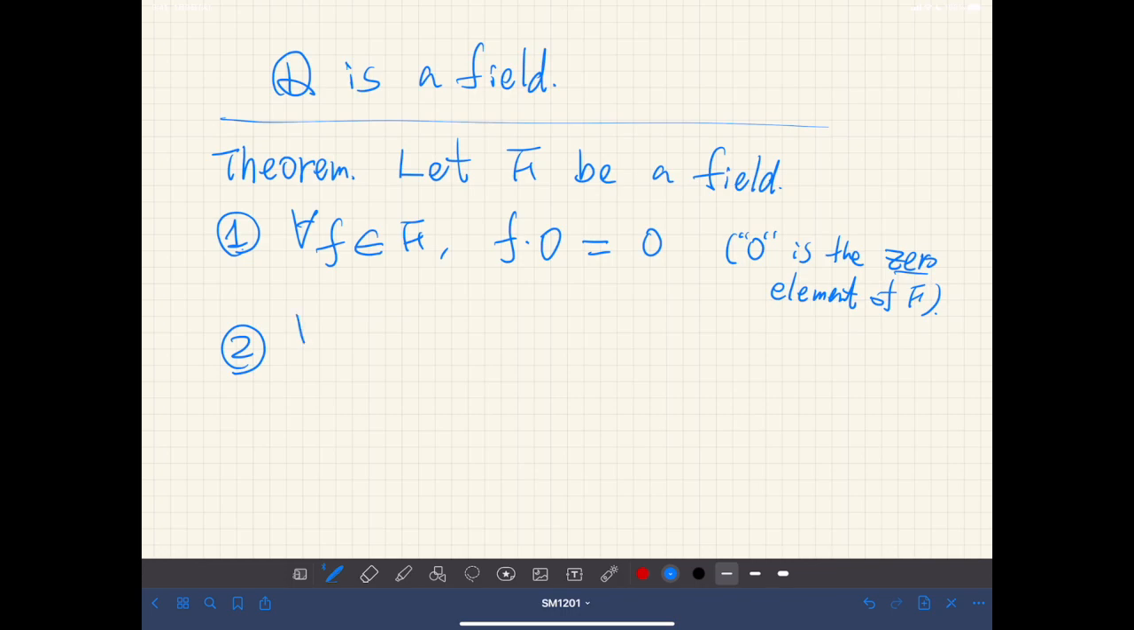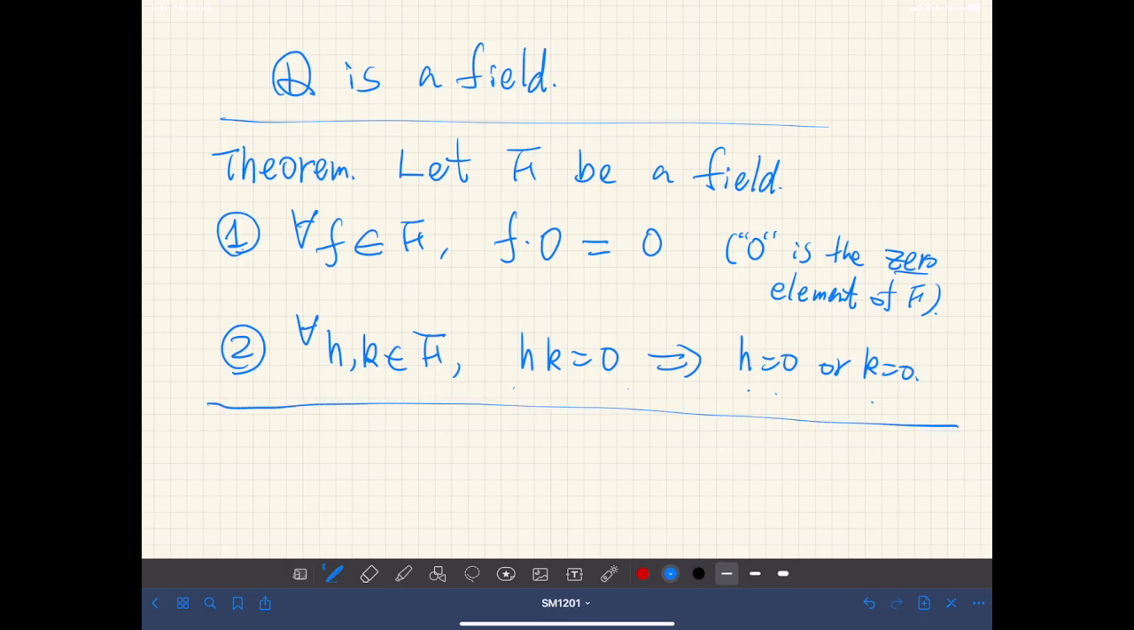Second, for all pairs of elements, say H, K of F, if H times K is equal to 0, then H is 0 or K is 0. Of course, both can be 0 at the same time, but the point is at least one of them should be 0 if their product is 0. I don't give the proof of this theorem, but just accept that for the moment.